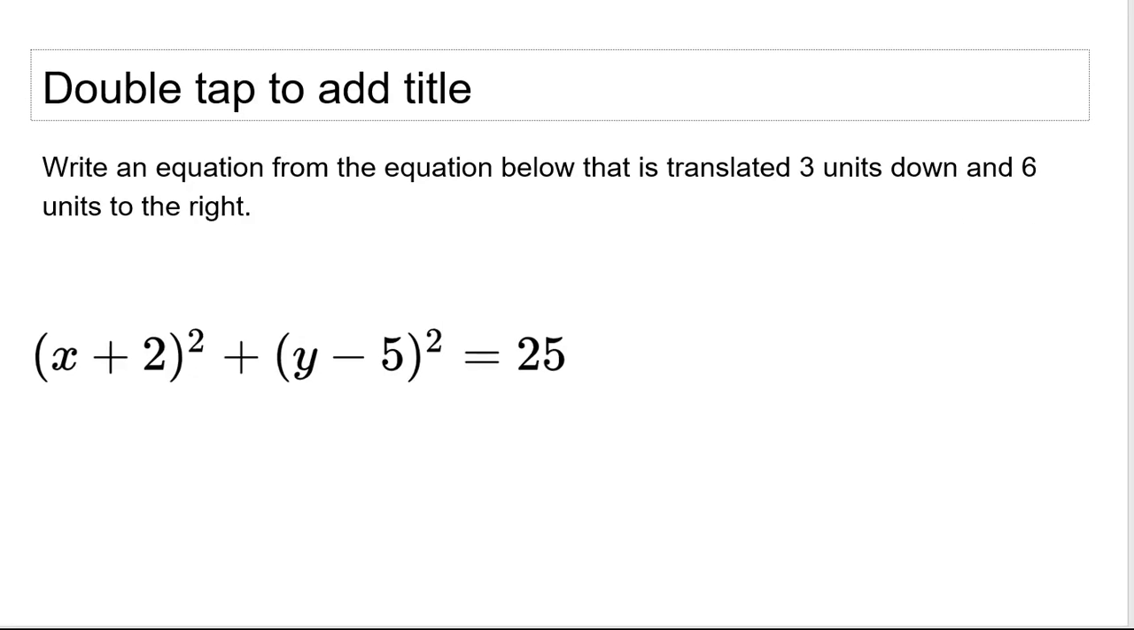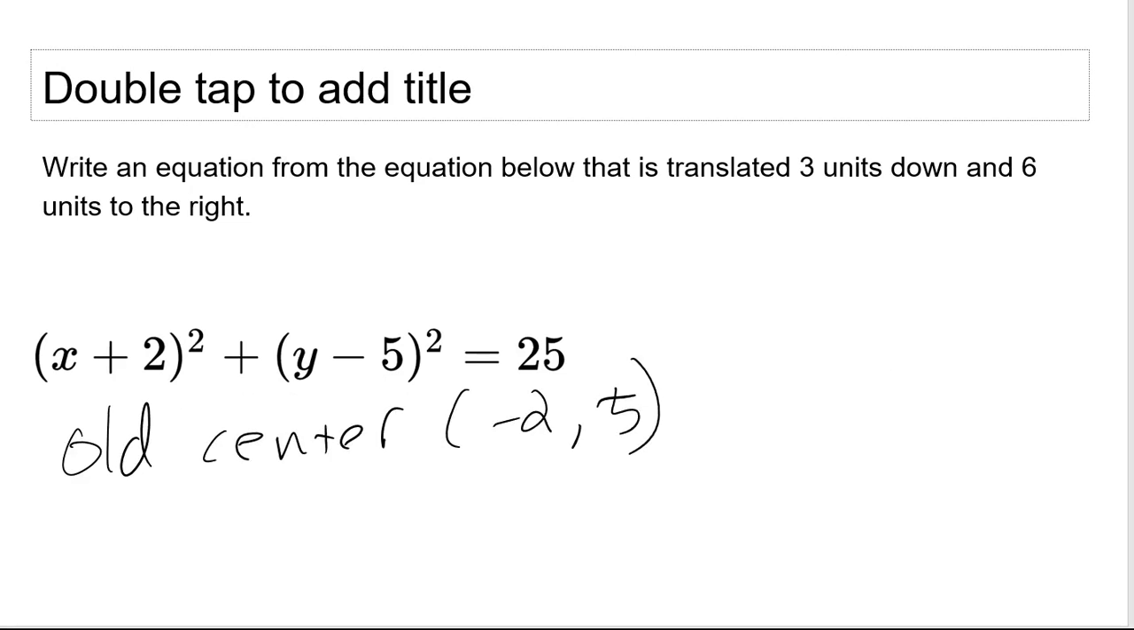Alright, this one. Write an equation from this, so same thing. Here's my old center. I'm going to do it a different way this time. It'll be negative 2 comma 5. This one tells me to move down 5. So this one's down 3, sorry. And 16 is right. That's right 6. Okay. So if I'm at 5 and it says down 3, that means I'm going to have to subtract 3. So that gives me 2.